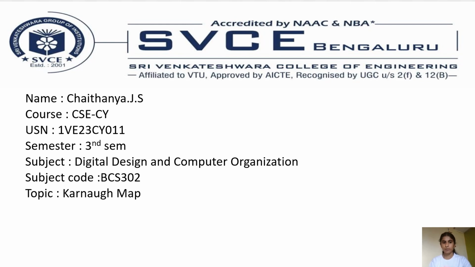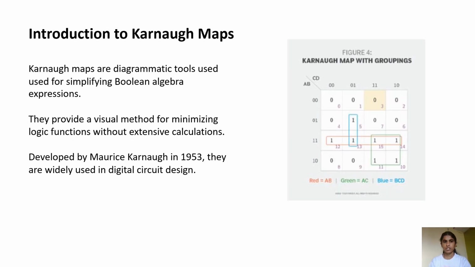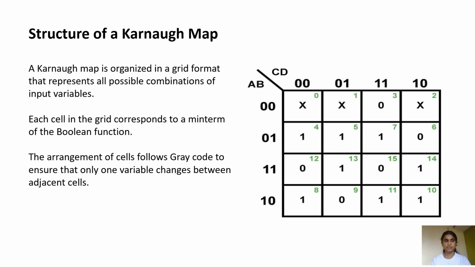Today I am here to explain about Karnaugh Map, which is also known as K-mapping. Introduction to Karnaugh Maps. Karnaugh Maps are diagrammatic tools used to simplify a Boolean algebraic expression. They provide a visual method of minimizing logical functions without extensive calculations. Developed by Maurice Karnaugh in 1973, they are widely used in digital circuit designs.